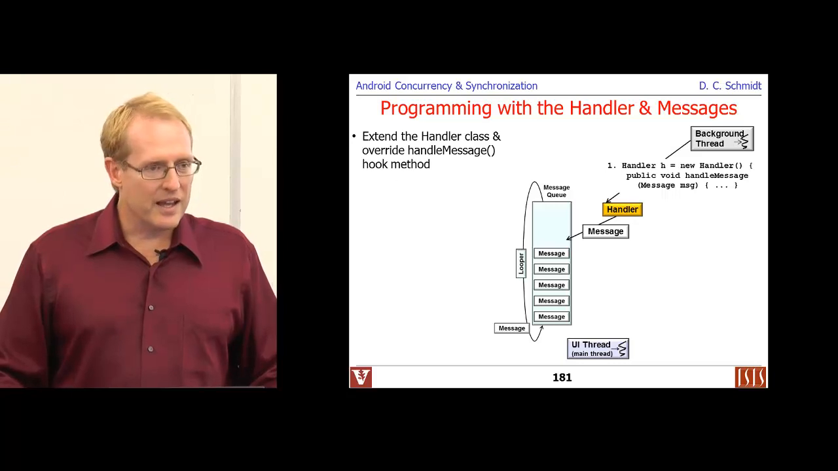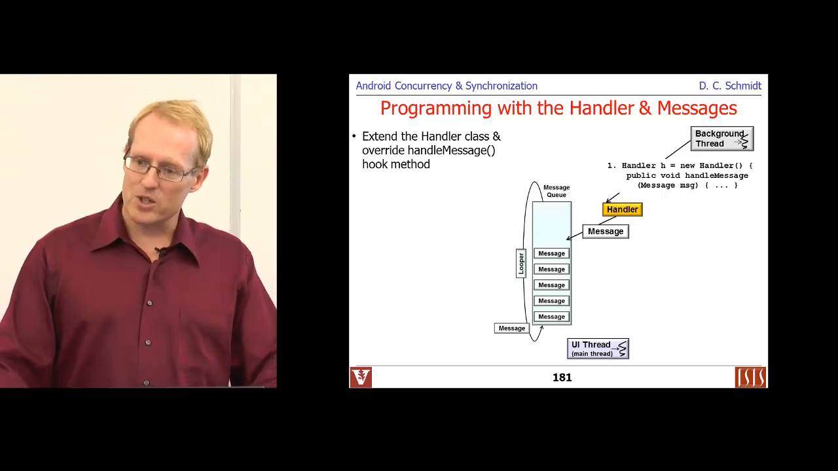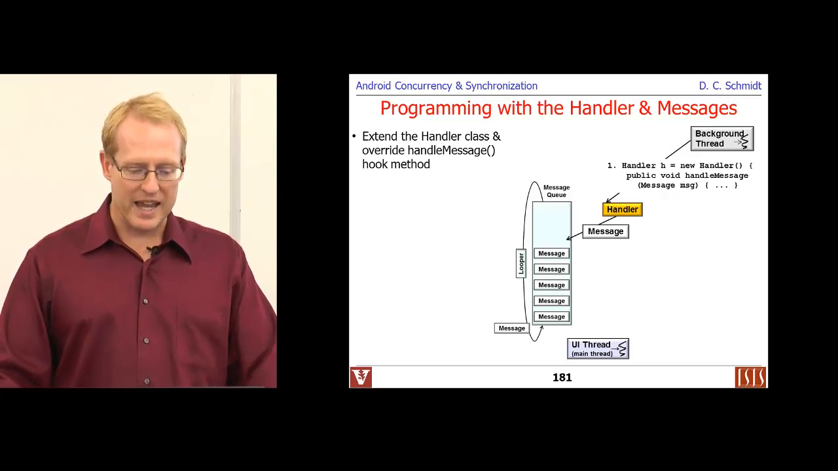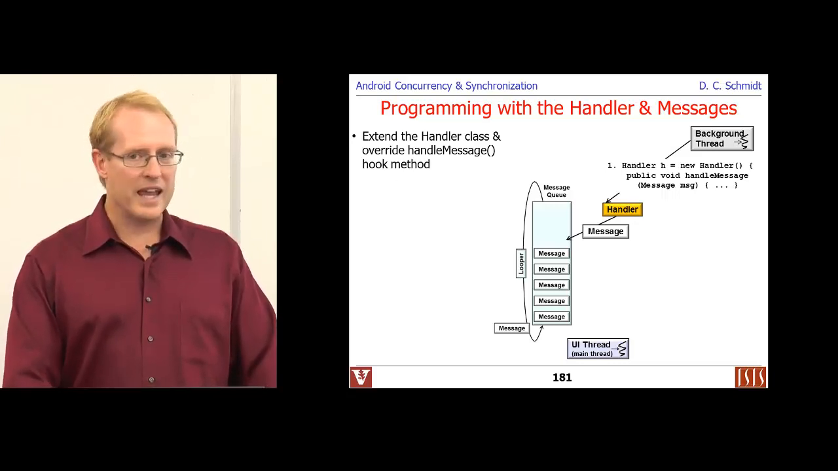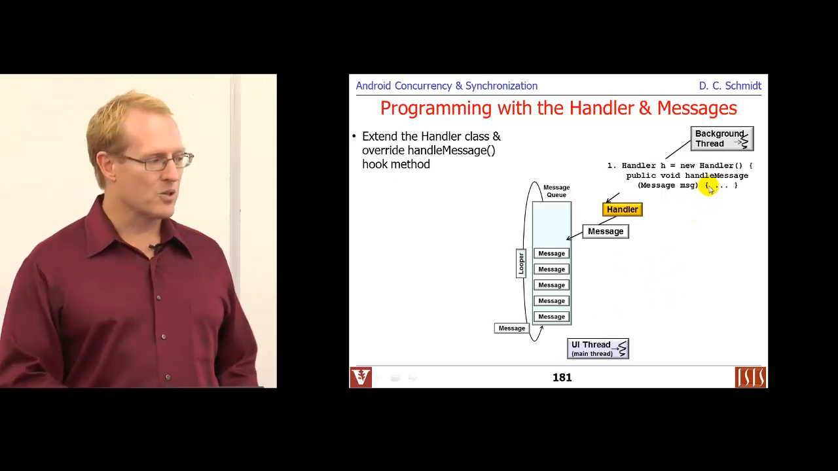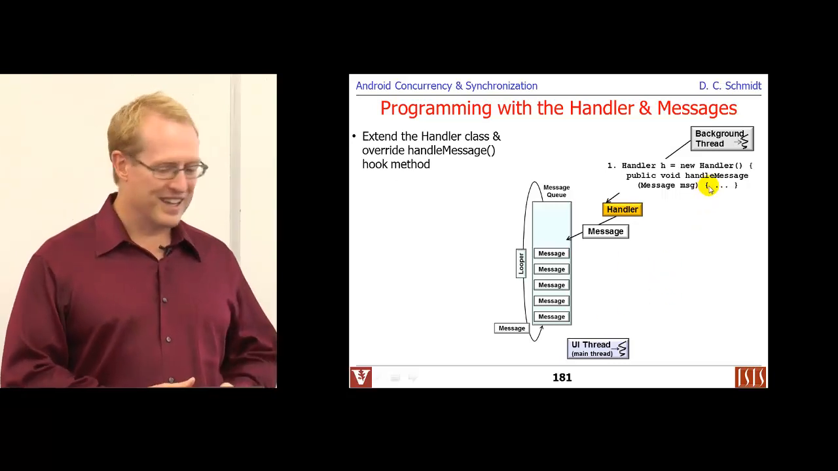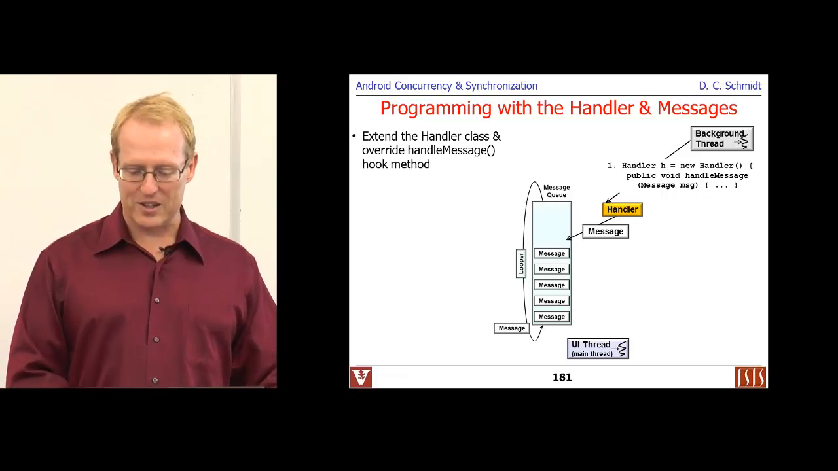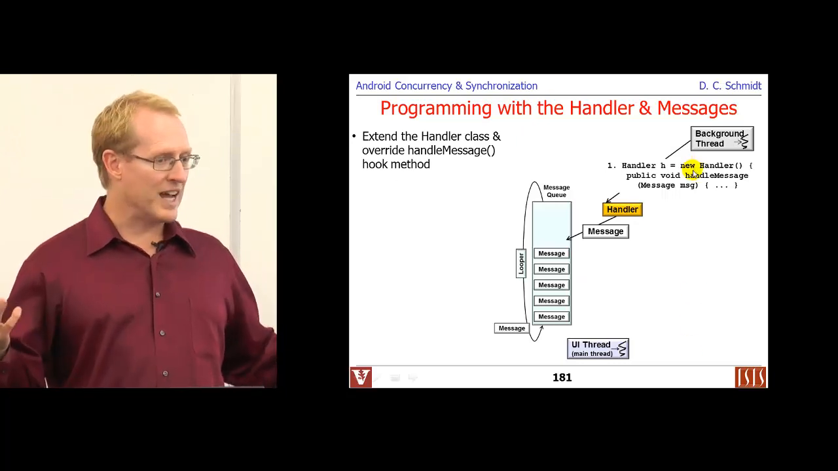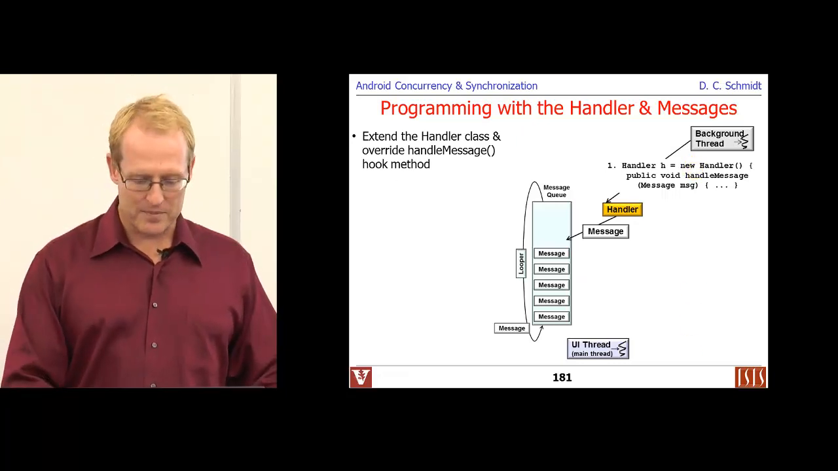The other approach is handlers and messages. So what you do here, there are a couple different steps. You start by extending the Handler class and overriding the handleMessage hook method. So you can see here, and in fact we can also do the same anonymous inner class trick here as well. We can say I want to make a new handler that has a new handleMessage method, and as you can see we don't define a specific class to do that. We make an anonymous inner class to do that.